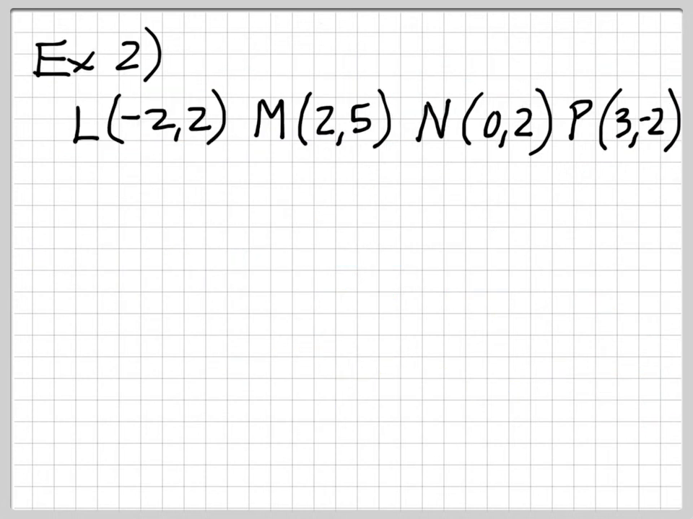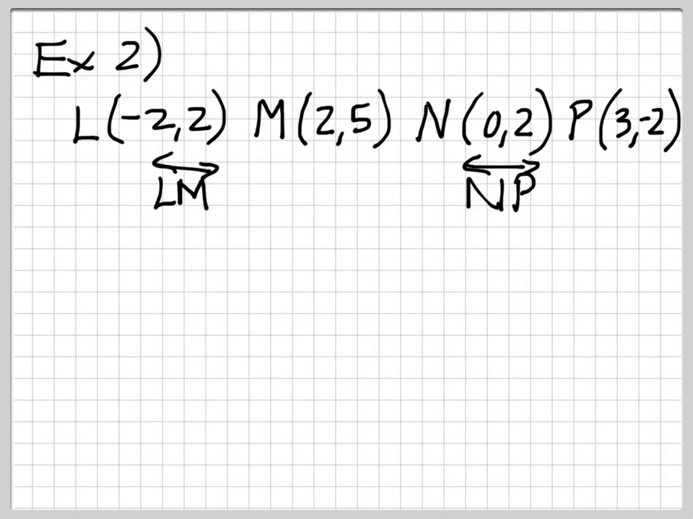Okay, example 2, again I have 4 points. L is (-2, 2), M is (2, 5), N is (0, 2), and P is (3, -2). We're going to be a little more vague in this example, and basically I want you to determine, let's talk about the line LM and the line NP. And we're going to determine, are they parallel, are they perpendicular, or are they neither?